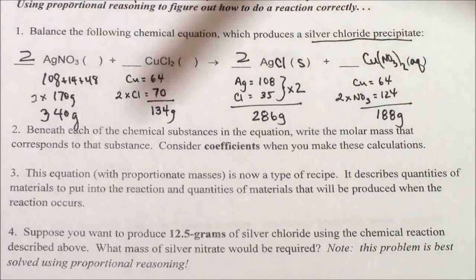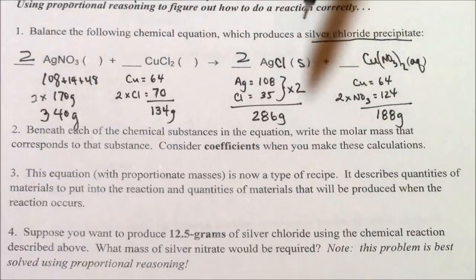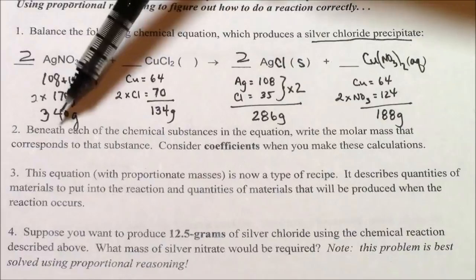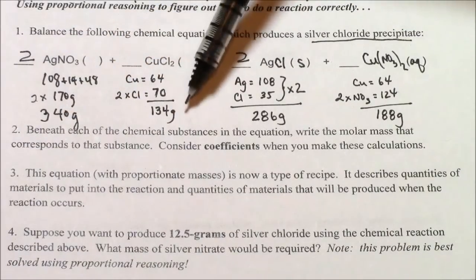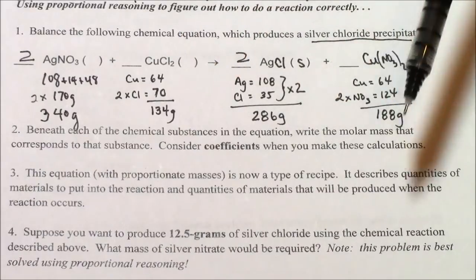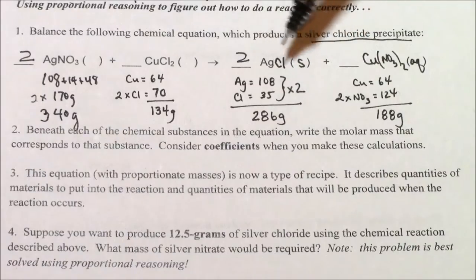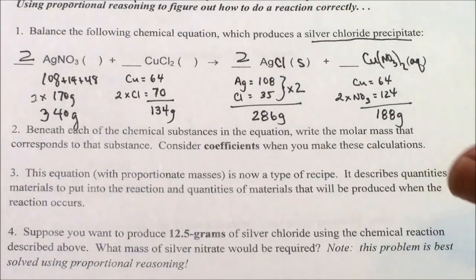Number 3 is not really a question, but it does say that this equation that we've just calculated with proportionate masses is a recipe. It tells you what to put in. 340 grams of silver nitrate, react that with 134 grams of copper chloride, and it tells you what will come out. You'll make 286 grams of silver chloride, 188 grams of copper nitrate. I want you to see this is very similar to the cookie recipe. That told you what to put in and told you what you'll get out as well.